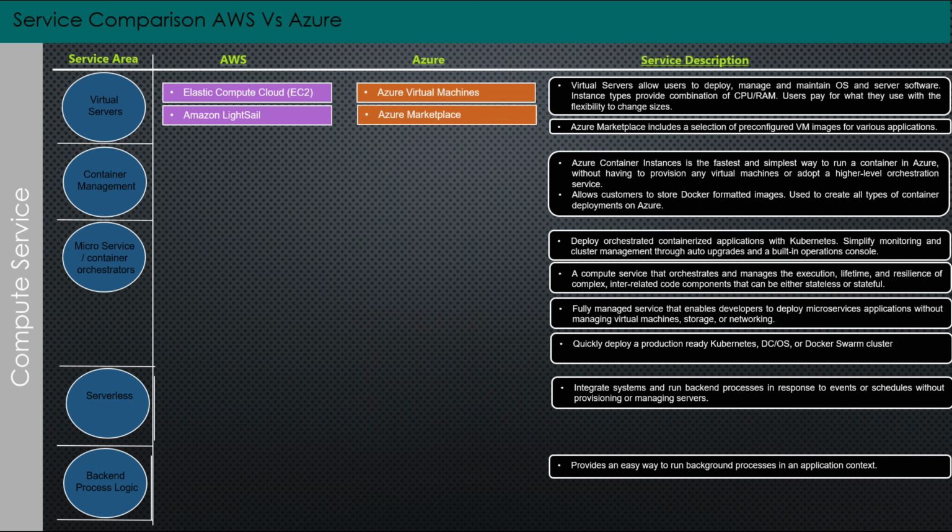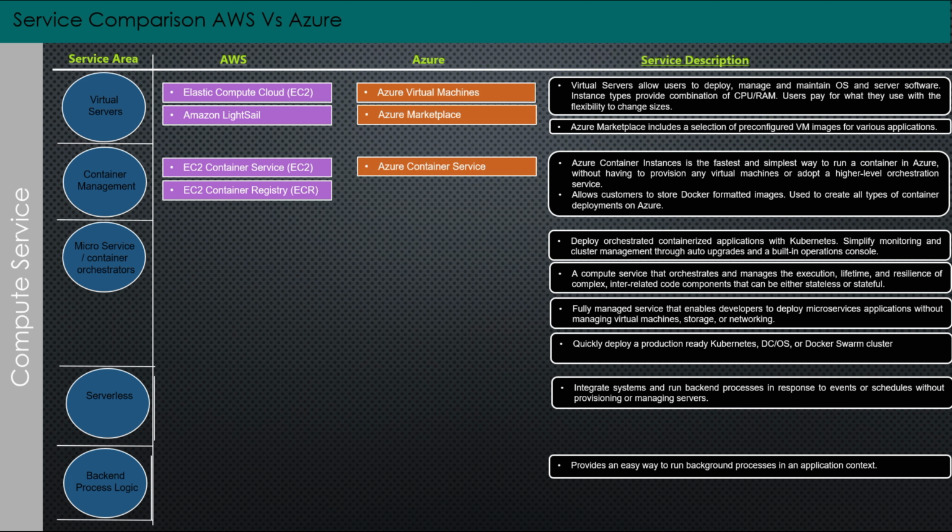Let's talk about the second service area, that is, container instances. AWS provides EC2 Container Service (ECS) and EC2 Container Registry (ECR). Azure provides Azure Container Service and Azure Container Registry.